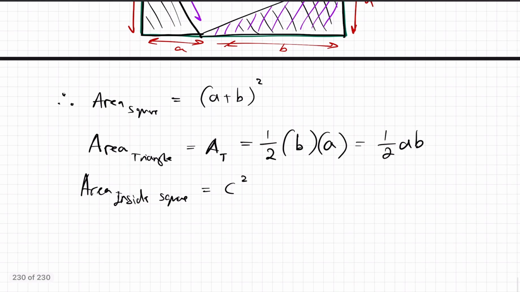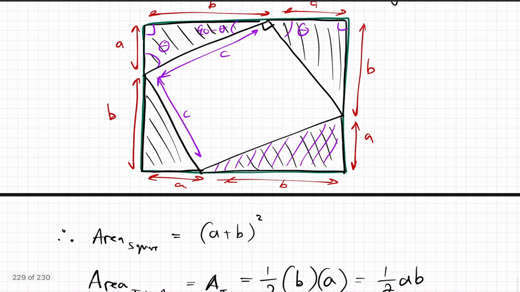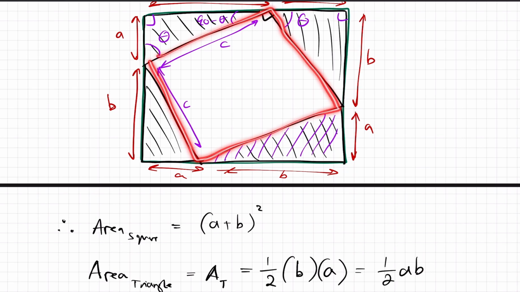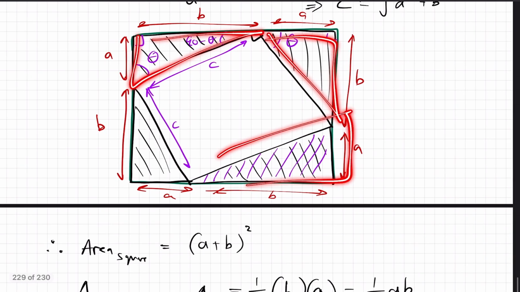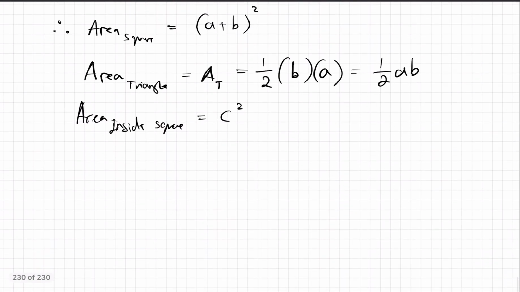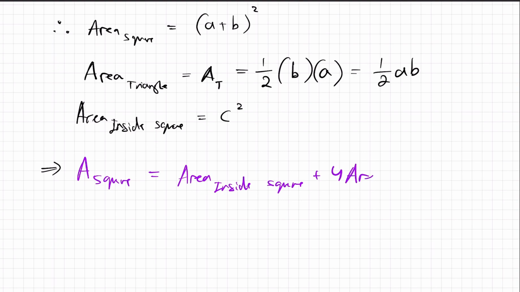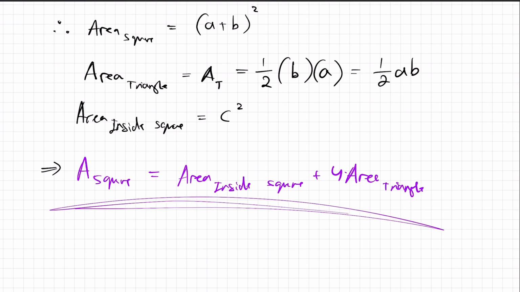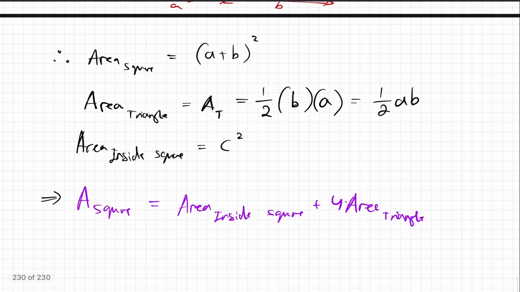So we need to find an expression to link all of these quantities. And what do you notice? Well, the area of this square plus the area of 4 of these triangles adds up to the area of the bigger square. So we can write this as area of square is equal to area of the inside square plus 4 times the area of a triangle. And this is the key relationship which we need to prove Pythagoras. Since now we've got all of these quantities in terms of A and B, we can just substitute them in and we should be able to derive Pythagoras' theorem.